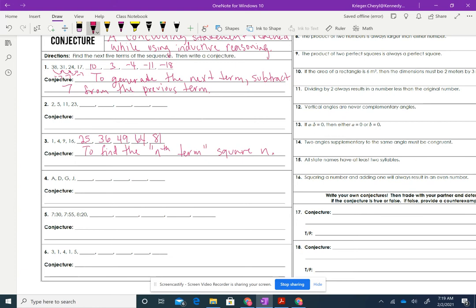Okay, how about number 6? 7:30, 7:55, 8:20. Are they adding 25 minutes each time? Looks like it. So 8:20 plus 25 minutes would be 8:45. Plus 25 is 9:10. Plus 25 minutes would be 9:35. And 10 o'clock, 10:25. Okay, so this is to generate the next term, add 25 minutes to the previous term.